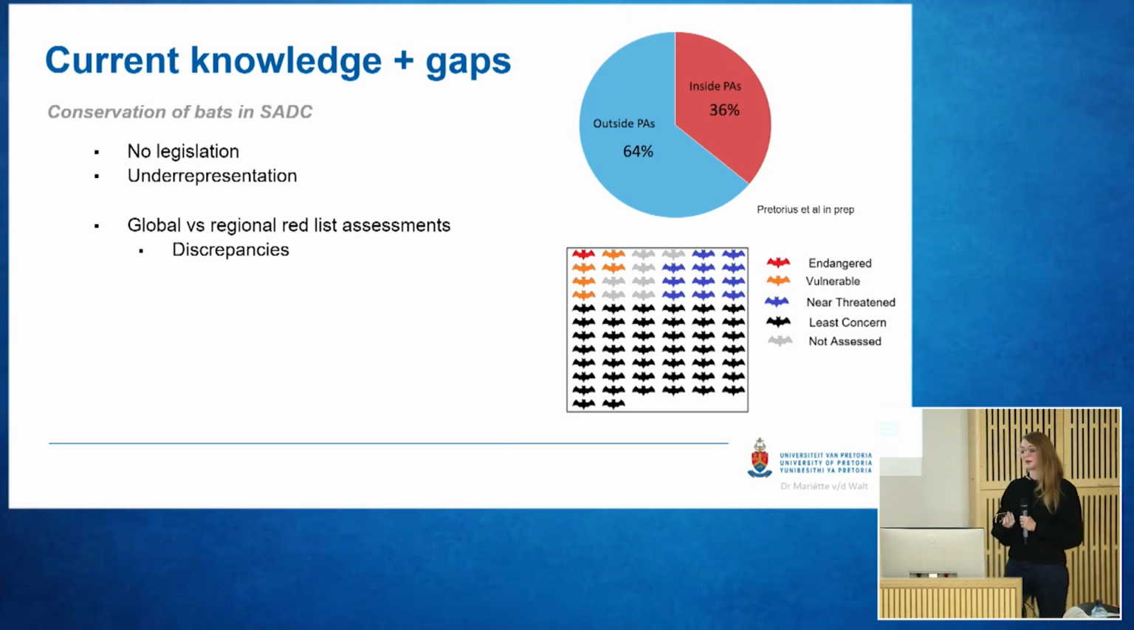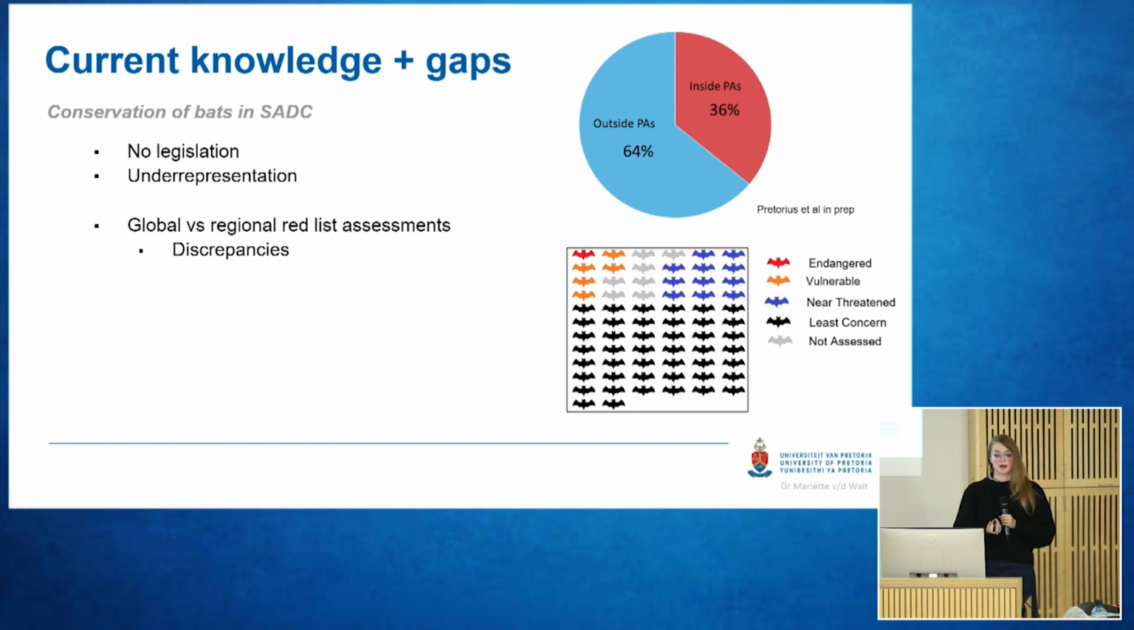We also know that the protection status of bats across southern Africa is pretty poor at this point. Particularly in South Africa, we don't have any legislation officially protecting bat species, and we also have an underrepresentation of species within the protected areas. The majority of species records in southern Africa are located outside of a protected area. So that means we can't even assume that bats are protected by default just by being located within a protected area, if the majority of records are falling outside of protected areas.